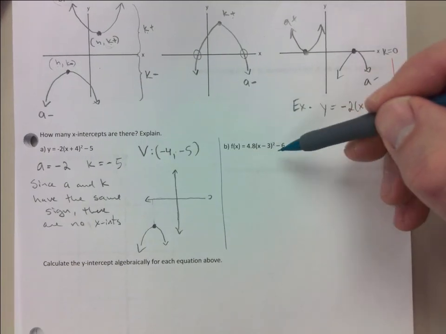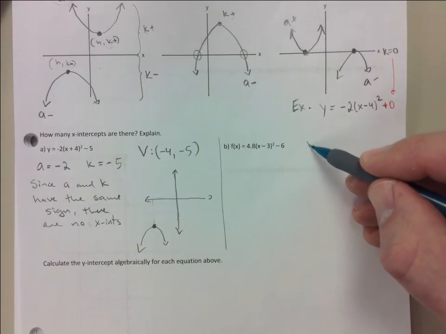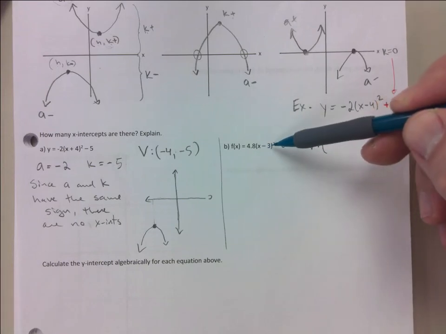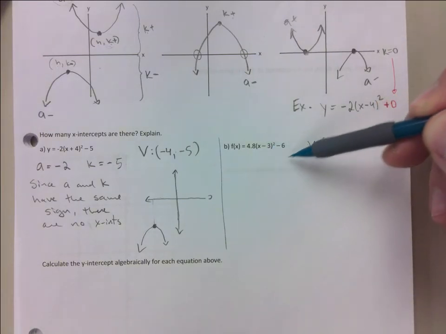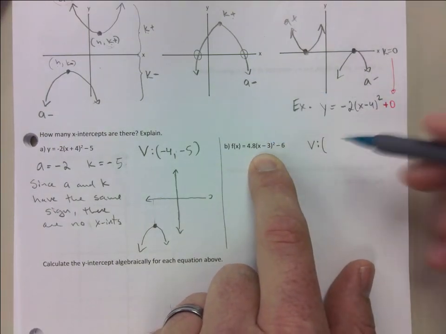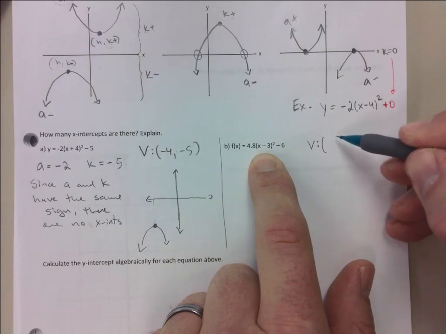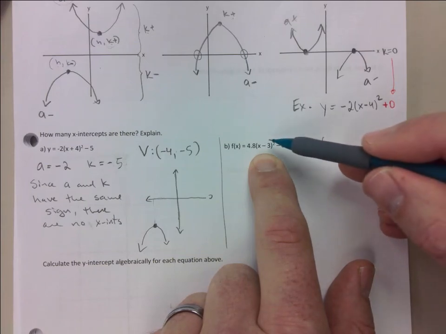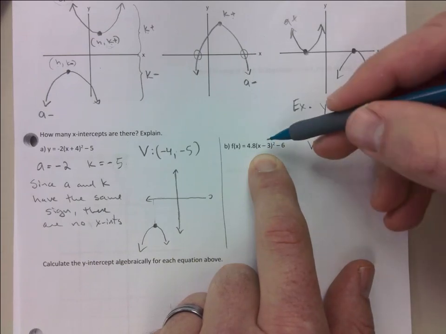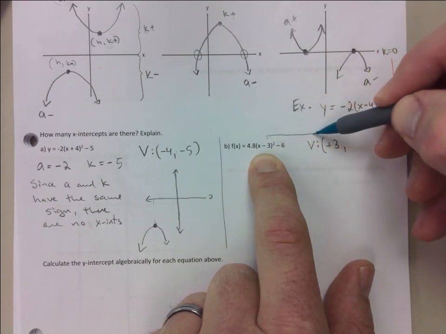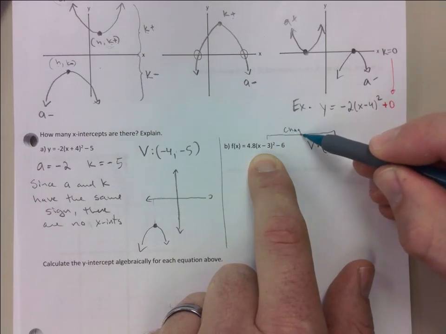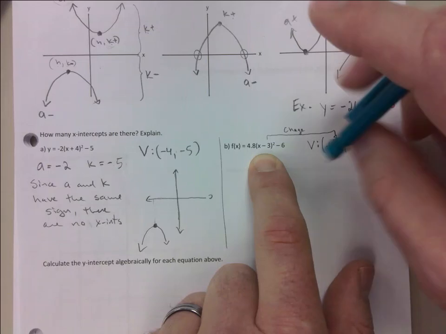What about this one here? Let's extract our vertex out of that. How do you know, Mr. Erickson, this is in vertex form? Because I see the bracket and I see a square there. So this is a quadratic in vertex form. What's the vertex here? The first coordinate will be positive 3. You bring this over, change sign.